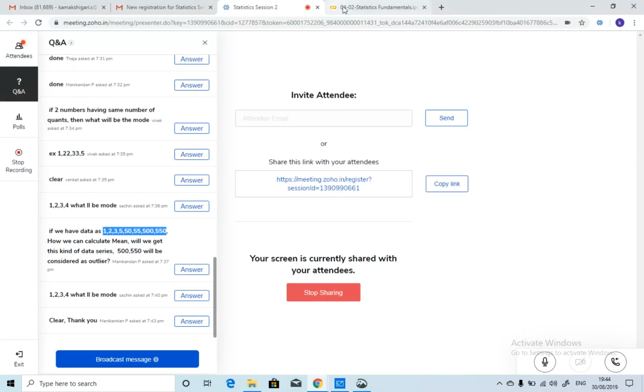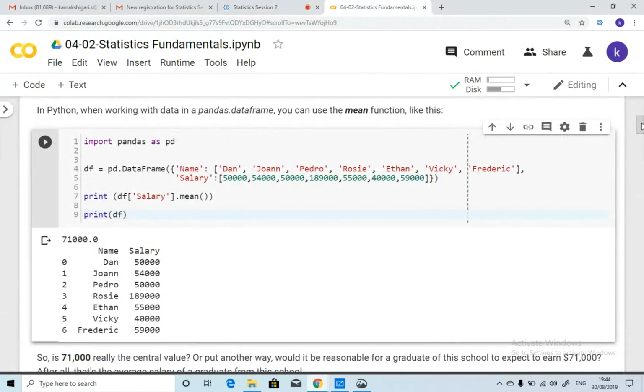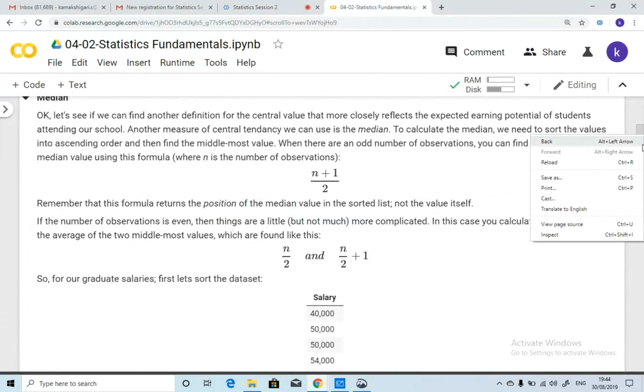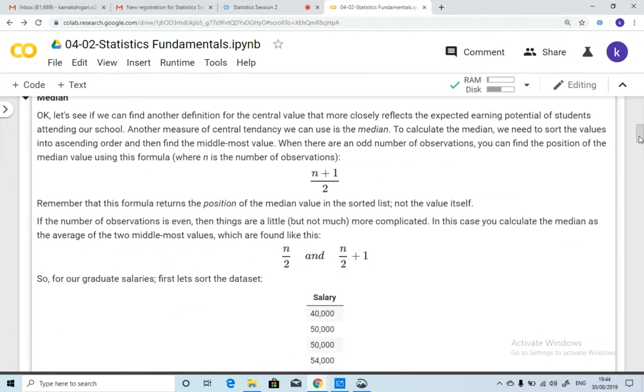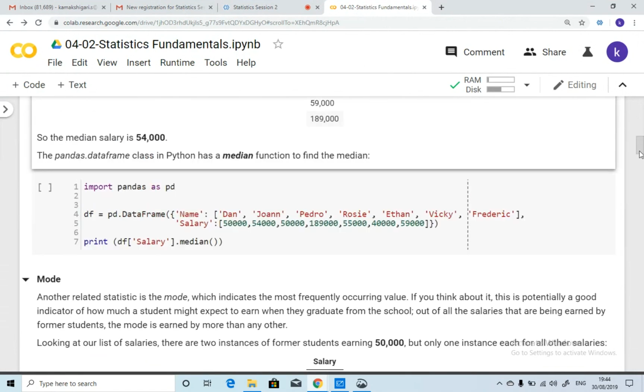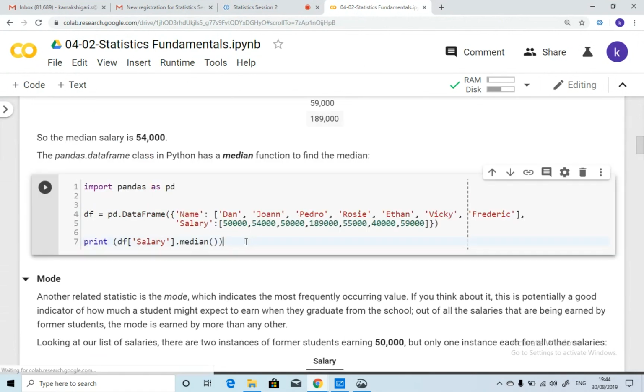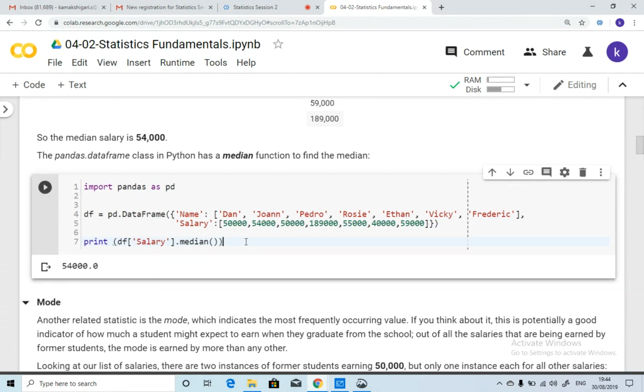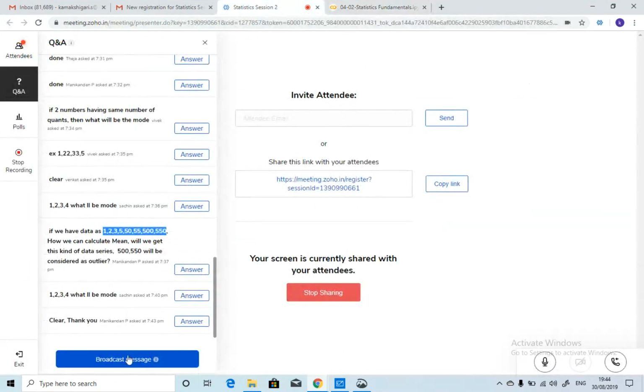Sachin bhai, ruko ruko. So here the middle value, the median, we have seen, right? So we will see the median value. The median will not change with any outlier. There is no impact on the median. If you want to give it a try, you can try it out.